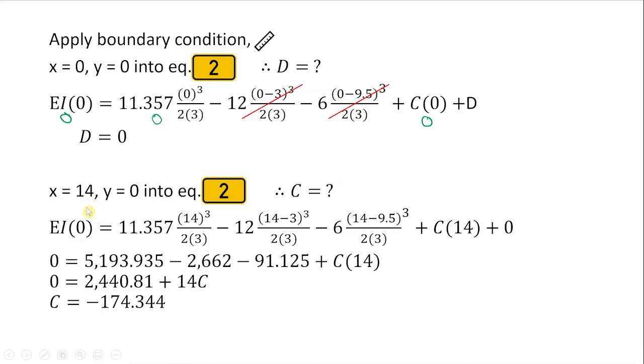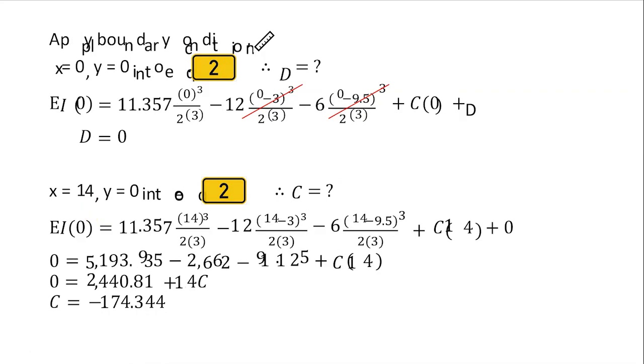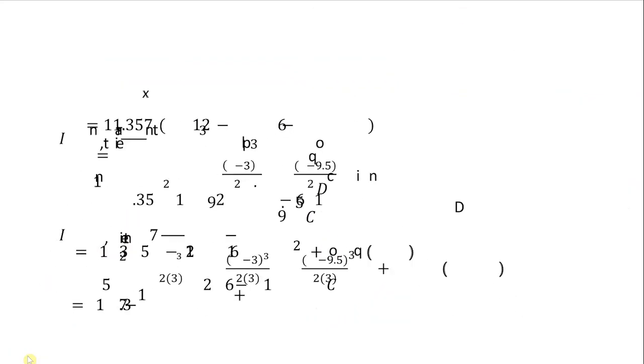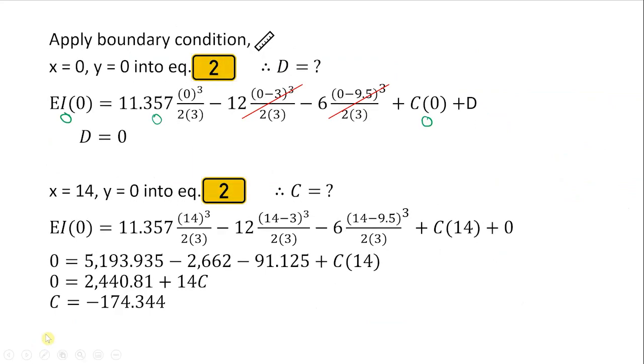L ni berapa value dia? So ikut panjang you punya beam. So since beam, panjang dia adalah 14 meter. From here to here, it is 14 meter. So ini panjang dekat sini adalah 14 meter. Jadi replacekan X tu dengan 14 meter. That's why I masukkan 14 as X. So X sama dengan 14.